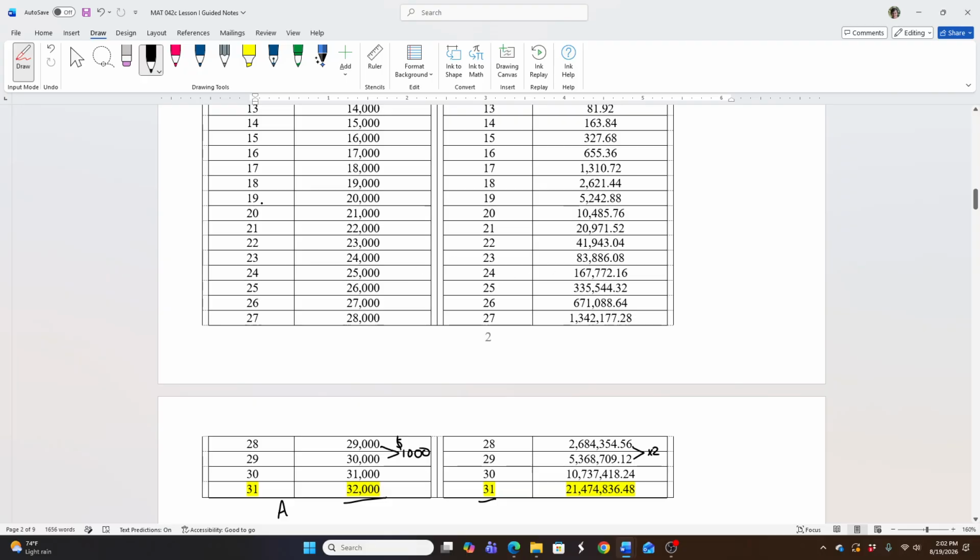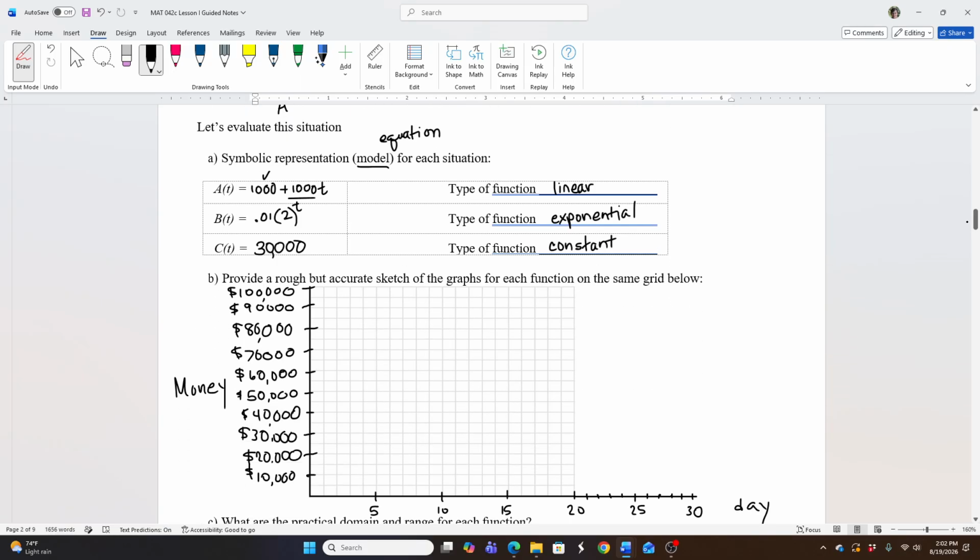In situation A, like on the 19th day, we have $20,000, so I know my y-axis has to go up to at least $20,000. And on my 19th day here, it has to go up to at least $5,200. But if I jump to my 27th day, with option A, I'm at $20,000, but with option B, I'm at $1.3 million. So my vertical axis had to climb pretty steeply. That's why I didn't just count up here 1, 2, 3, 4, 5. I count each one of these little horizontal lines as $5,000.